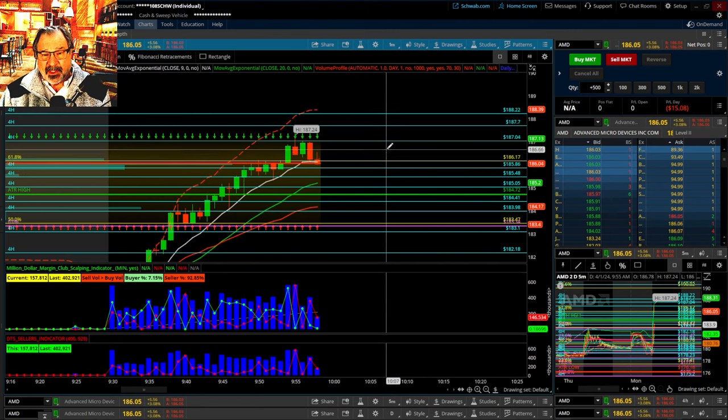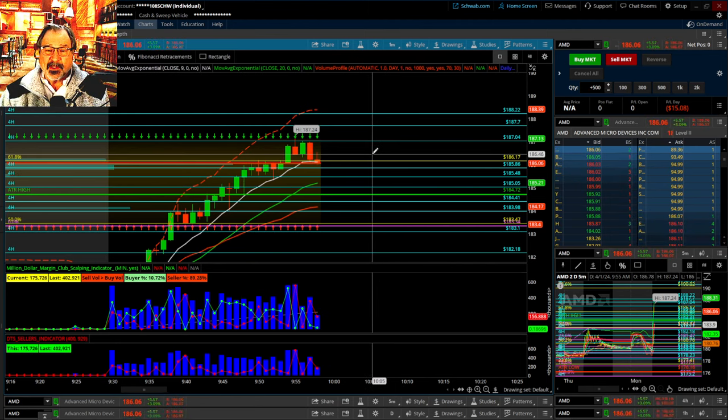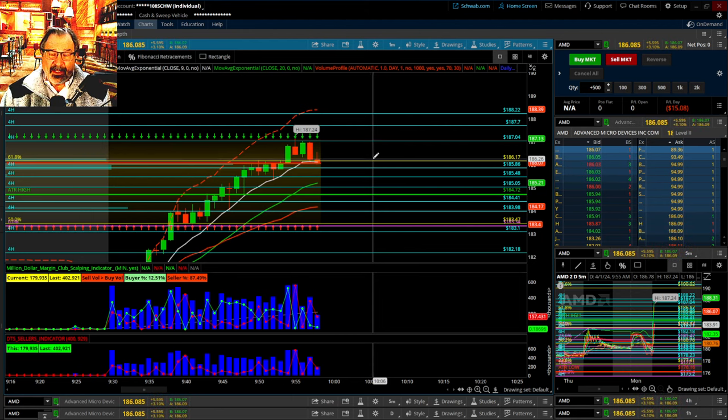How to set up scanners so you don't have to buy a service. How to see which way the market's going to go every day. That one's not for sure, but just an idea of how to do that. How to do your charts.